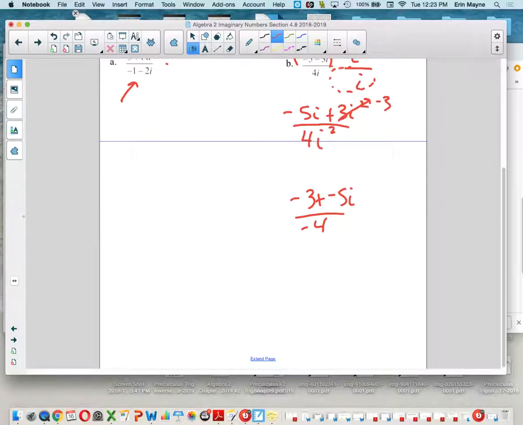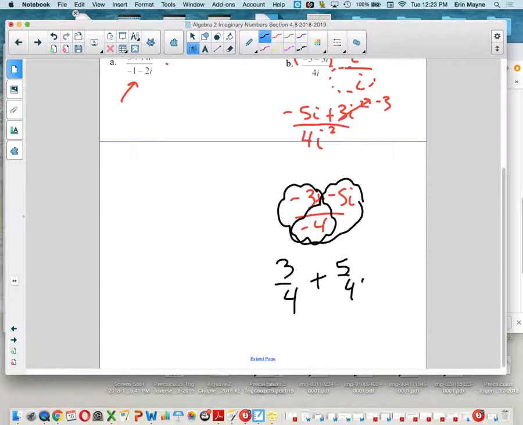Okay, watch this last step. I've referred to it often this year as the butterfly effect. If I divide those, I then have to also divide that. But now I am in standard form. Make sense?